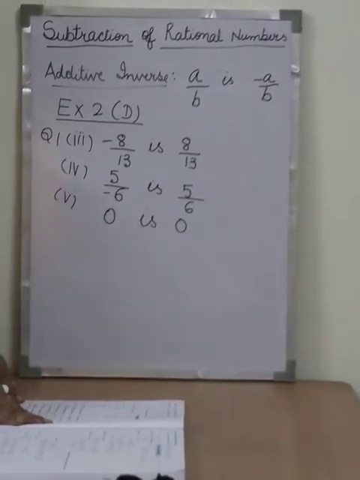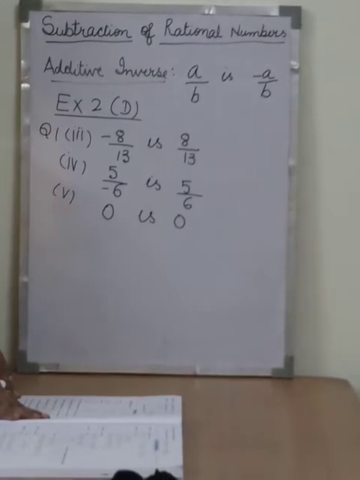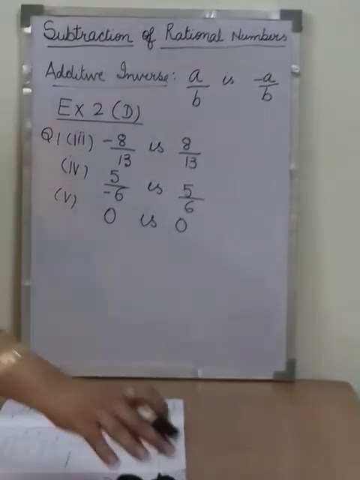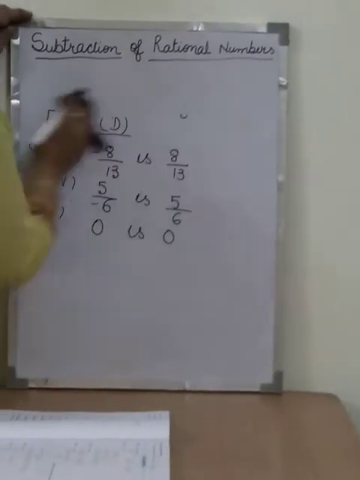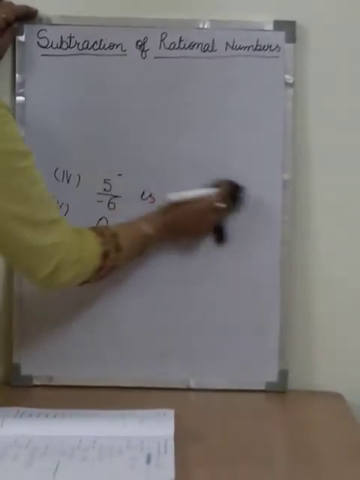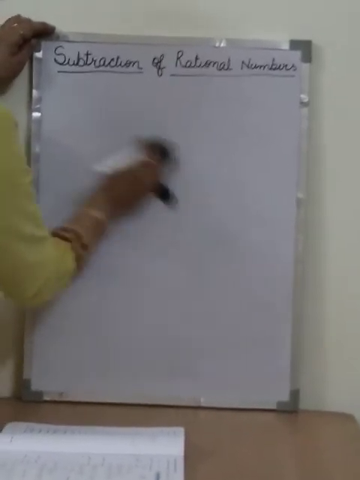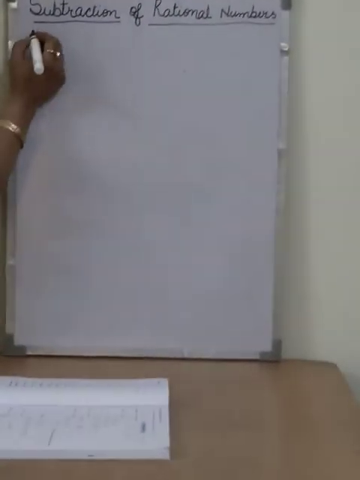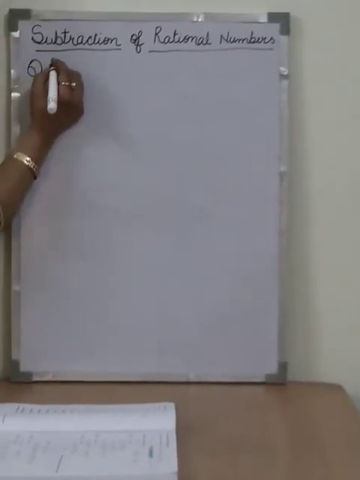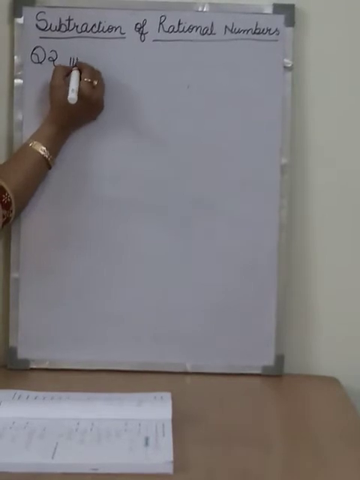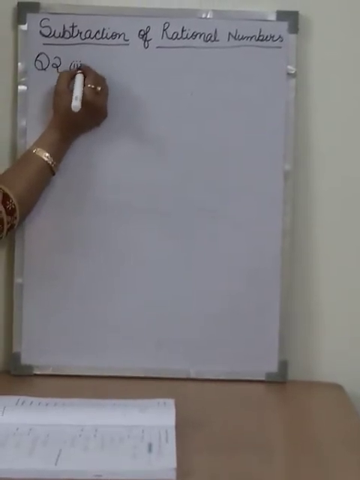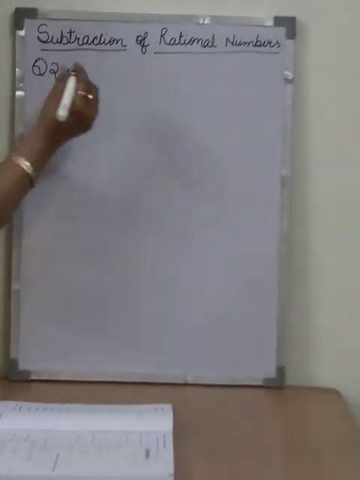Then we learn question number 2. They are asking you to subtract. How to write the mathematical expression I say, and then we will solve the question. We come to question number 2 now. Question number 2 has 6 parts. I'll do one part for you. That is the third part I am doing. Firstly, I'll say how to write the mathematical expression.